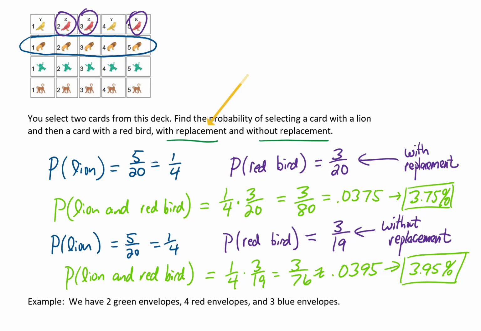Now, when we draw two cards out of a deck with replacement, you'll notice that the probability of drawing a red bird was the exact same number that we would have gotten had we not drawn the lion card first.